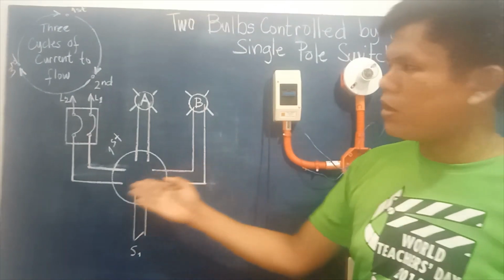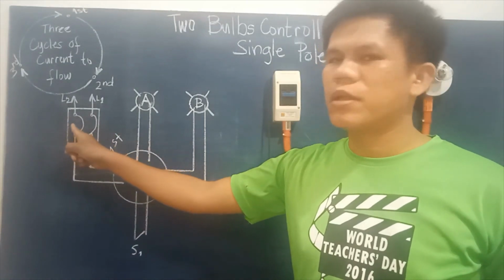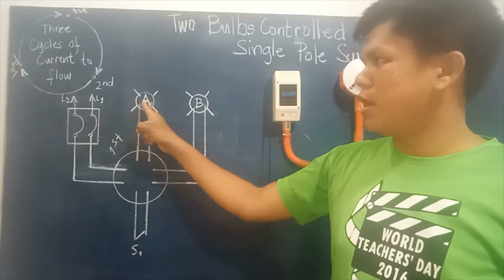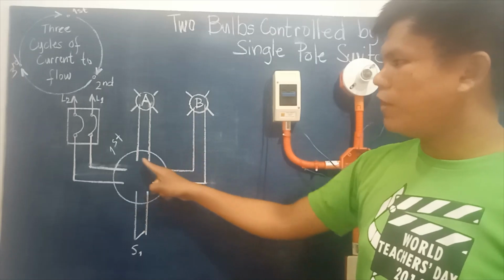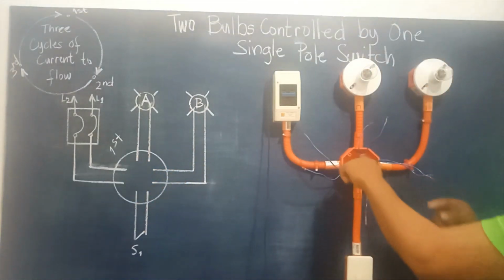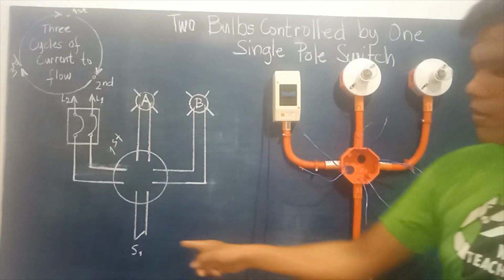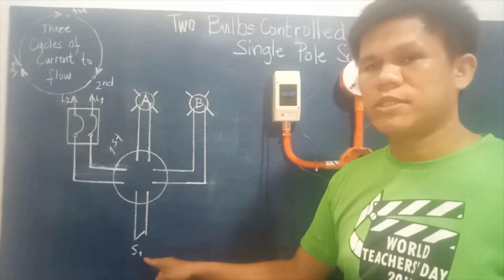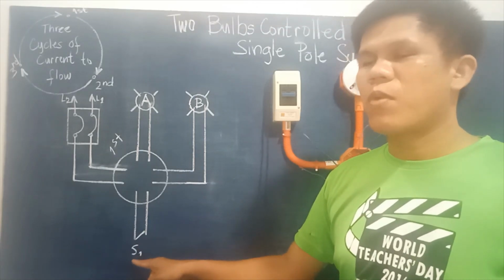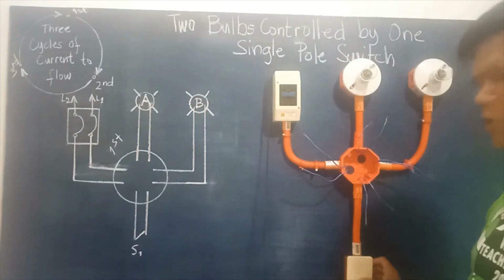So within our diagram here, we have the circuit breaker symbol. We have the bulb A and the bulb B. Then we have here the junction box. And then we have a one single pole switch. This is the symbol for a one down single pole switch here, this one.